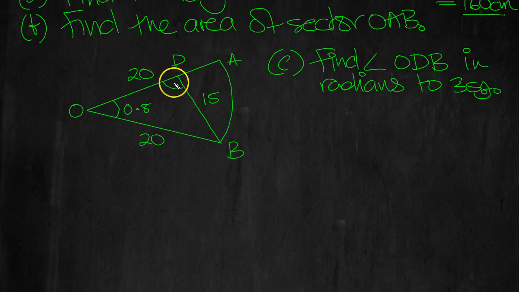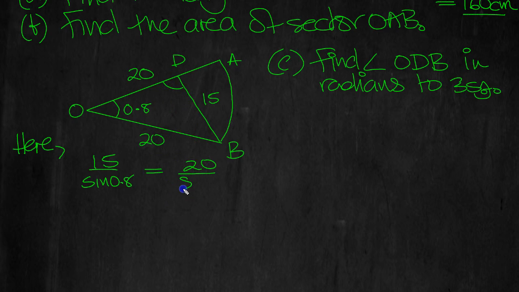It's mentioned that it's an obtuse angle here, and it's illustrated in the picture as well. So we want to find out this angle here. We've got an opposite side to the angle, and an angle on the opposite side, so we use the sine rule. So here, 15 over sine 0.8 is equal to 20 over the sine of this angle.